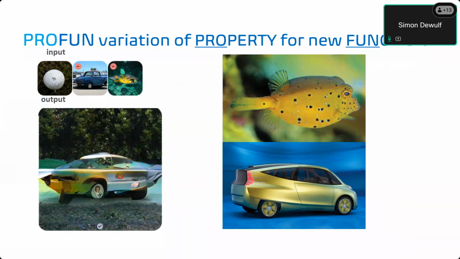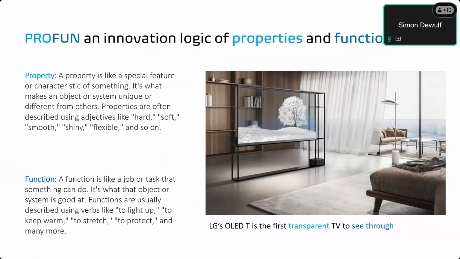Very good. So let's start with the beginning. Profan basically is an innovation logic. It's a step-by-step process to think in terms of properties and functions only. A property is basically a special feature, a characteristic, anything related to the science of things. It's related to what it basically has as attributes or properties. And the function, of course, as we know, is what it has to do.